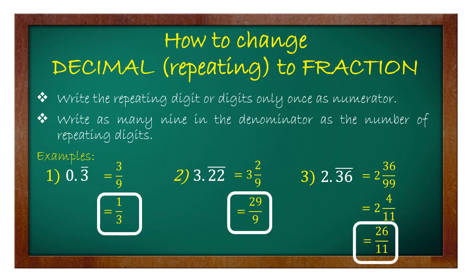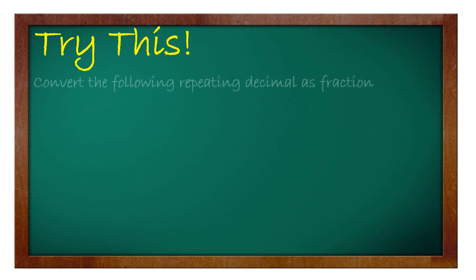Okay? So, ulitin natin ha. Sa numerator, kung ano yung umuulit na digit. Sa denominator, kung ilan yung umuulit, yun yung bilang ng 9 na ilalagay natin sa denominator. So, 9 lang ang ilalagay natin sa denominator. Depende na lang yan kung ilang repeating digits ang meron tayo, yung bilang ng 9 na gagamitin natin for the denominator. Okay? Now, I want you to try this.